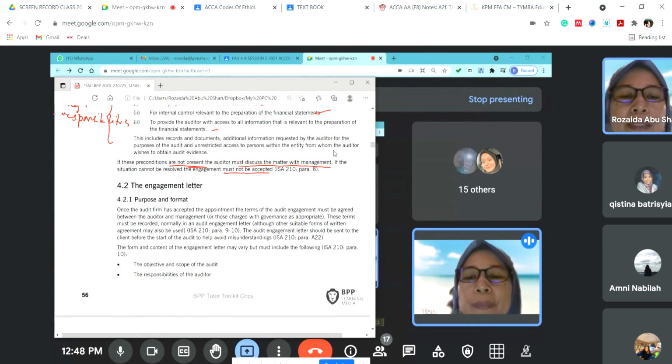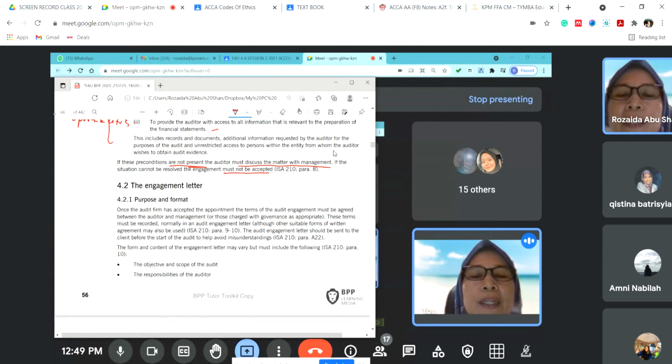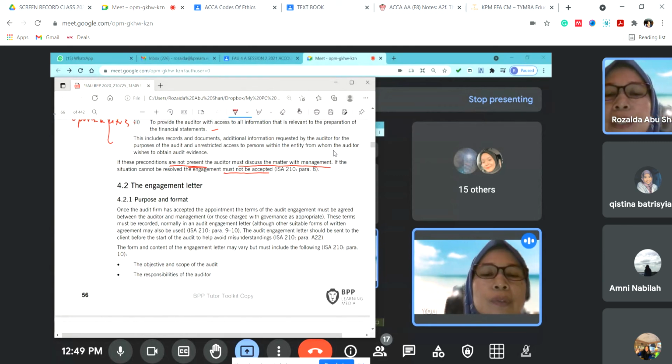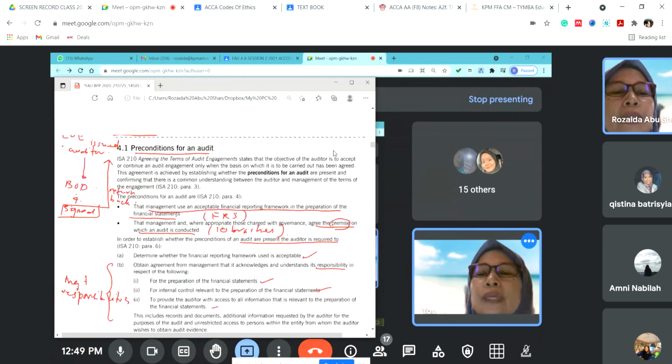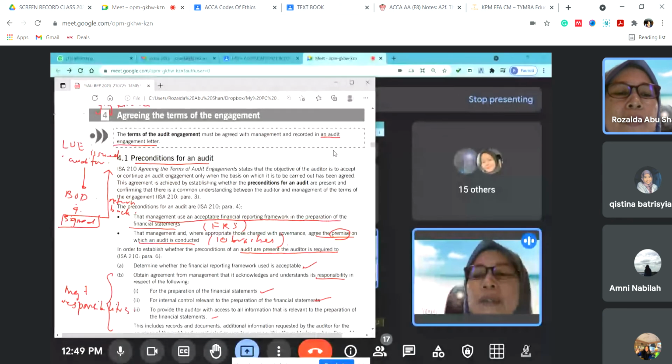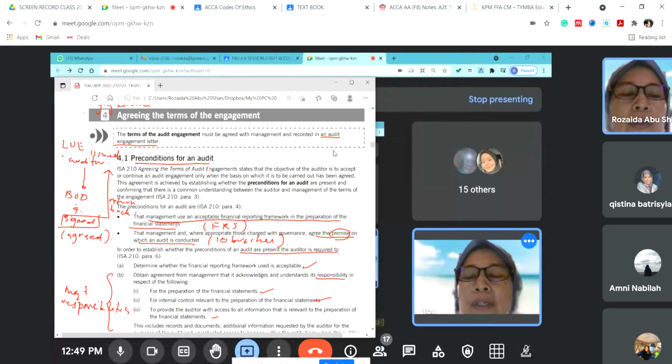Once the audit firm has accepted the appointment, the terms of the engagement must be agreed. So that's why I said just now, agreed between the auditor and management. So when the board of directors agreed, they sign. So this is considered agreed. Okay, and return the LOE back to the auditor.